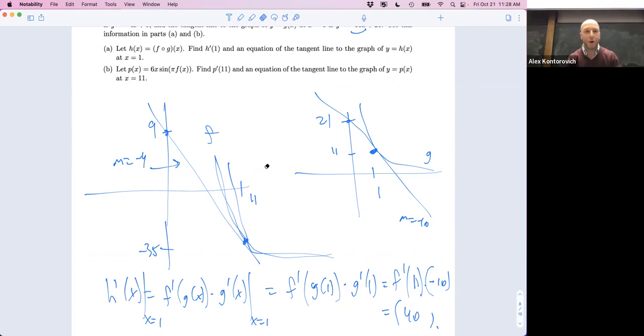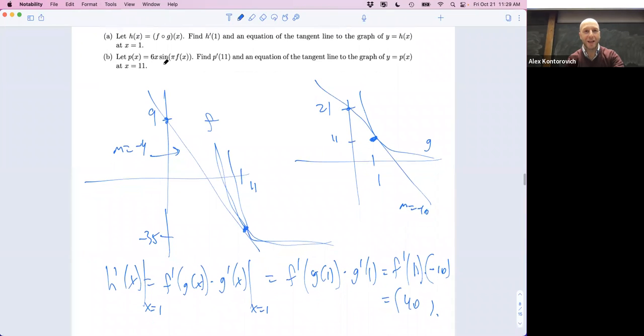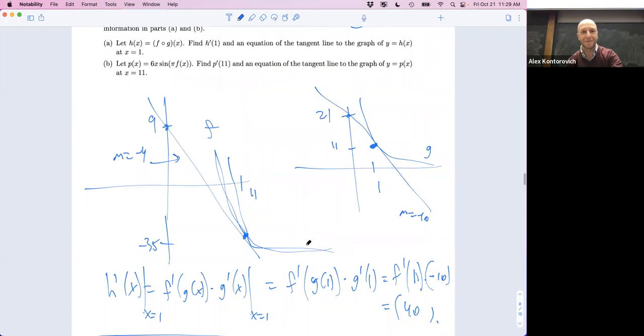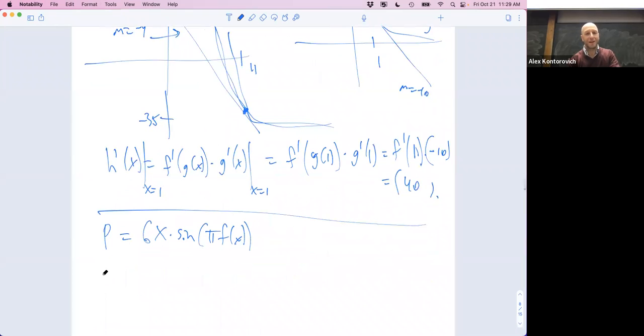Part B. P is this other thing. Find P prime of 11 and an equation of the tangent line to the graph of this thing at x equals 11. Oh, God. Okay. 6x sine of pi f of x. I got to write it down here. 6x times sine of pi f of x. Is that what P was? Yuck. P prime. This is annoying.